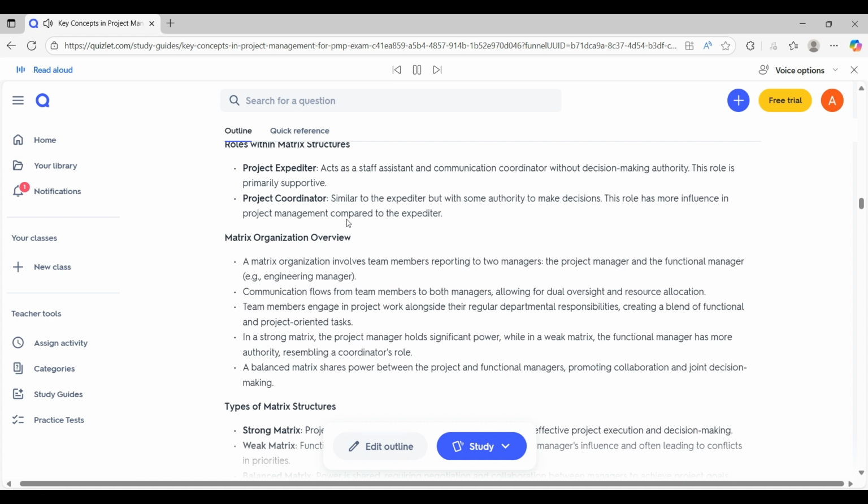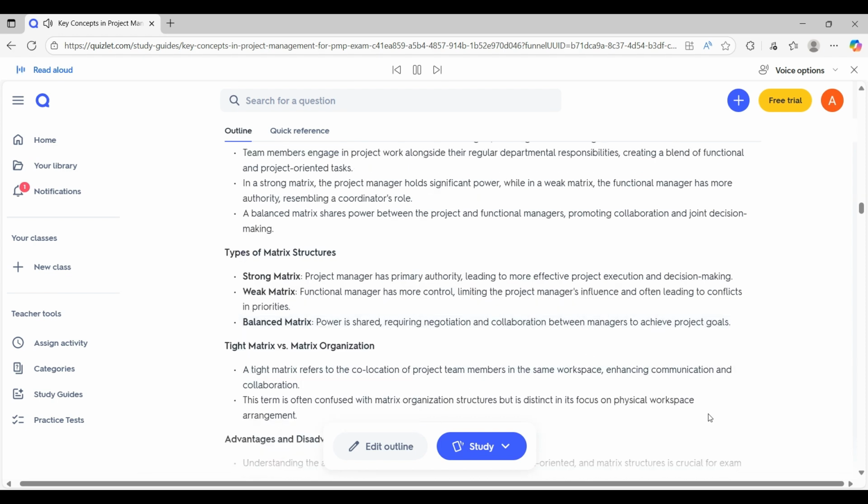Types of matrix structures. Strong matrix. Project manager has primary authority, leading to more effective project execution and decision-making. Weak matrix. Functional manager has more control, limiting the project manager's influence and often leading to conflicts in priorities. Balanced matrix. Power is shared, requiring negotiation and collaboration between managers to achieve project goals.